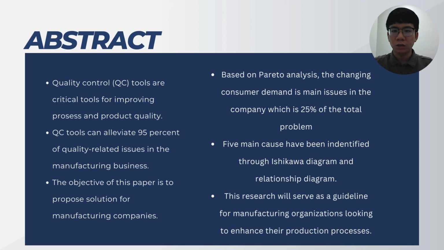The changing consumer demand is the main issue in the company, which is 25% of the total problem. Five main causes have been identified through Ishikawa diagram and relationship diagram. This list will serve as a guideline for manufacturing organizations looking to enhance their production processes.